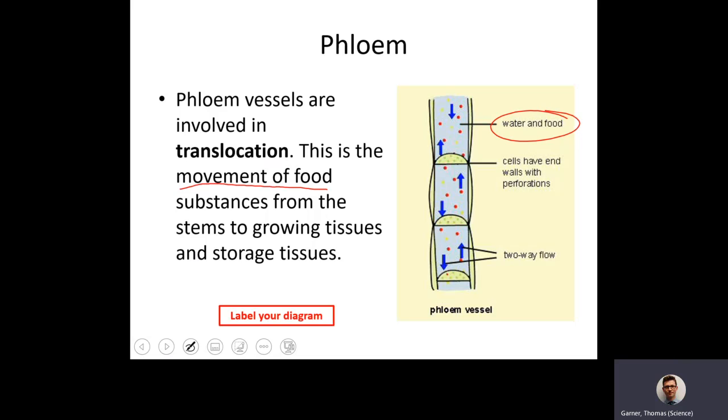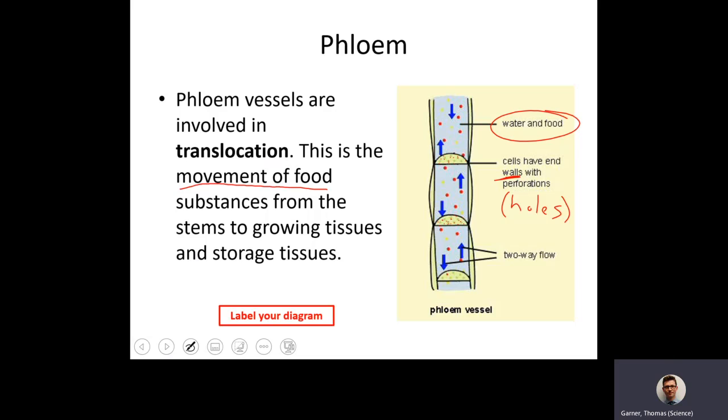It isn't just water. The second one is that instead of having what the xylem has, which is just one long tube, we've got walls in between each cell that have perforations. So that just means holes. So perforations just mean holes. So here, we've got holes in between the cells to allow the food to move. Okay, allows the water to move.